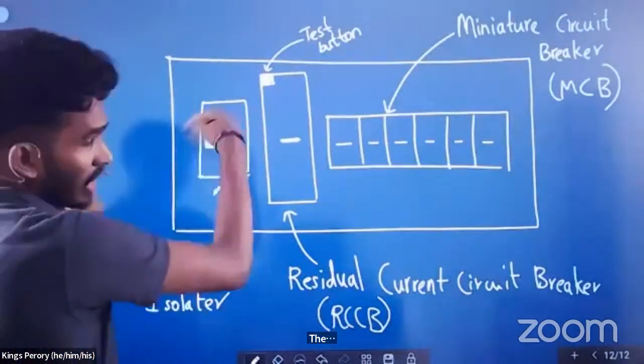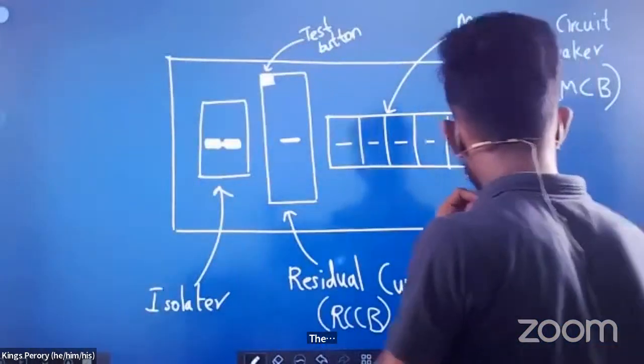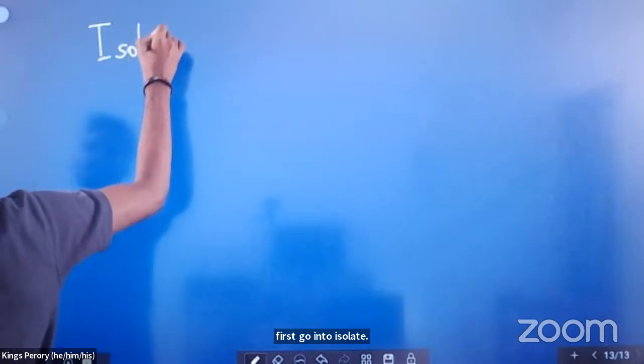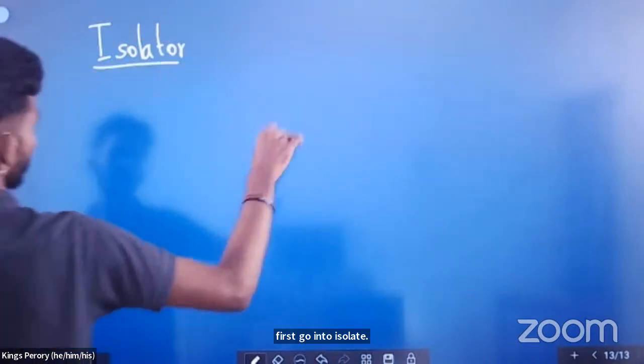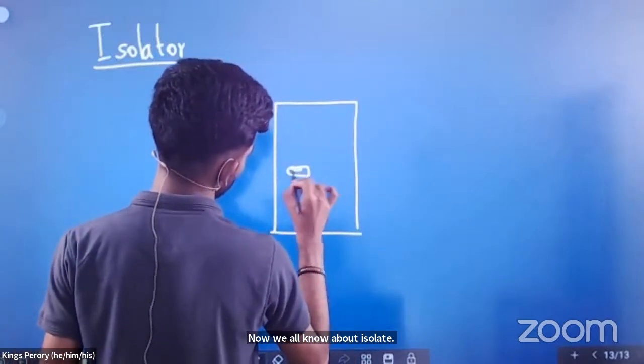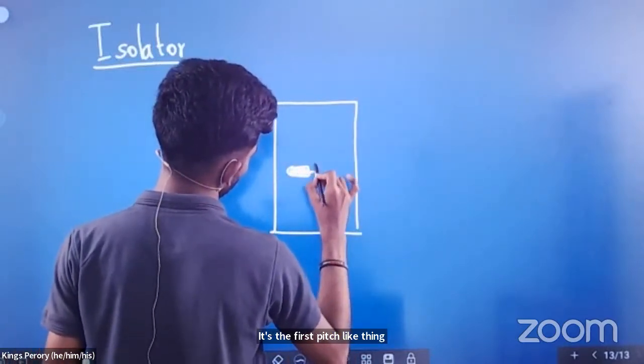First, we are going to look at the isolator. Now we all know about the isolator. It's the first switch-like thing. A double switch is there. Both are connected.